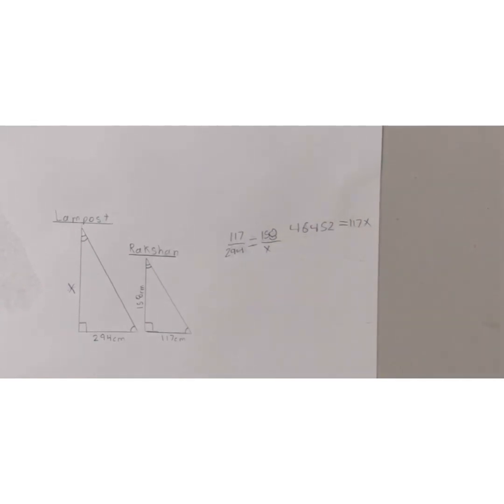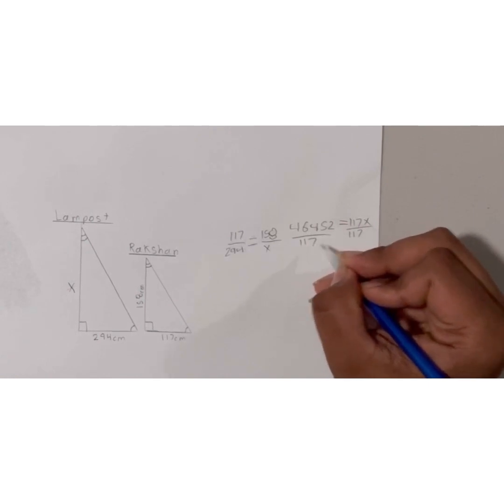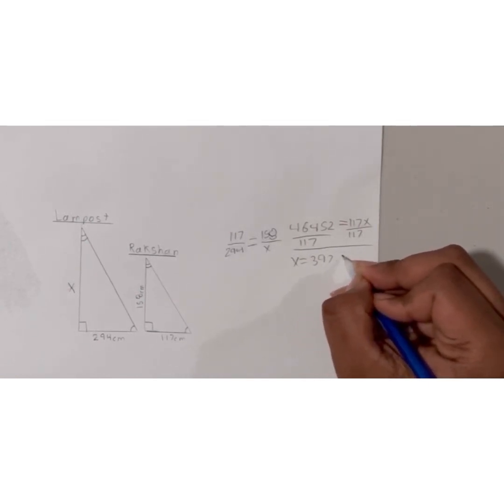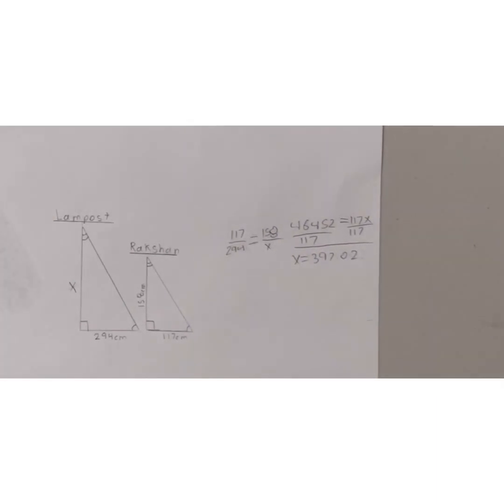To find the height of the lamppost, we have to divide by 117 to make x alone on both sides. And that turns out to be 397.02 centimeters. So after doing the math, we can approximate the height of the lamppost is 397.02 centimeters.